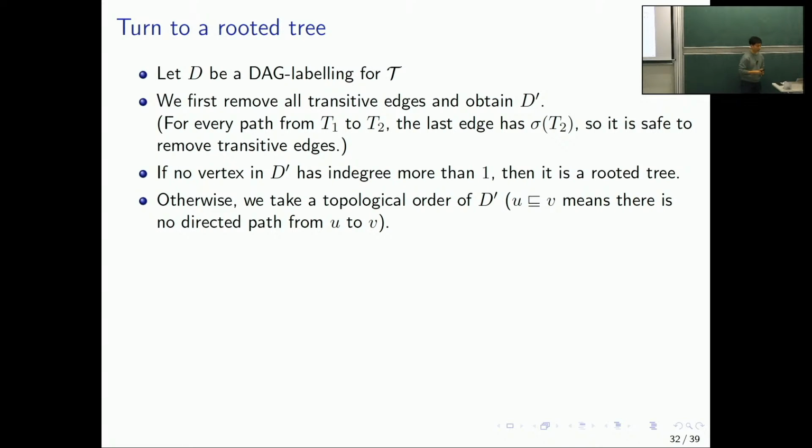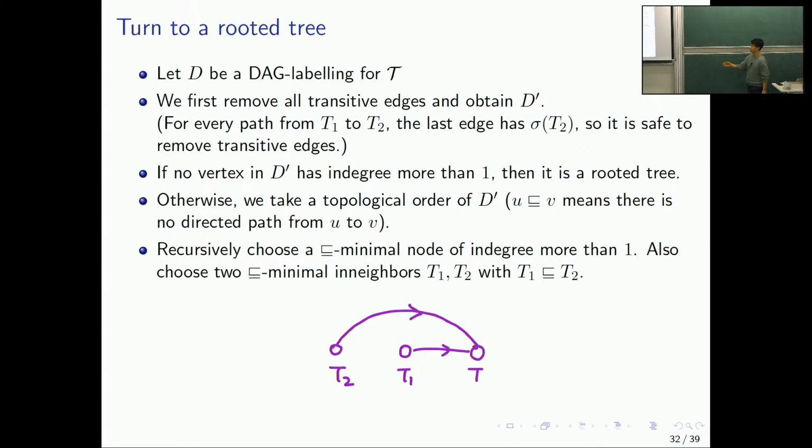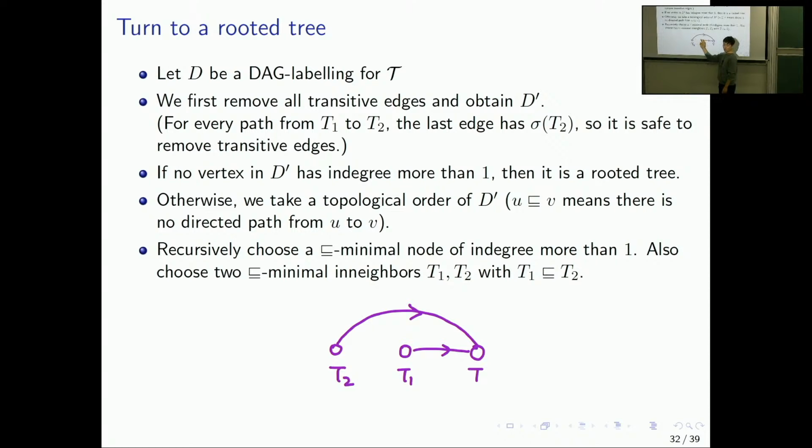So we are done. What we have to deal with is the case where some node has in-degree more than 1. In this case, we take a topological ordering of D prime, where U is less than V means that there is no path from V to U. So you get some ordering like this, and this direction is the smaller part. And then you choose a minimal node which has in-degree more than 1, and among its in-neighbors you choose 2 minimal in-neighbors.